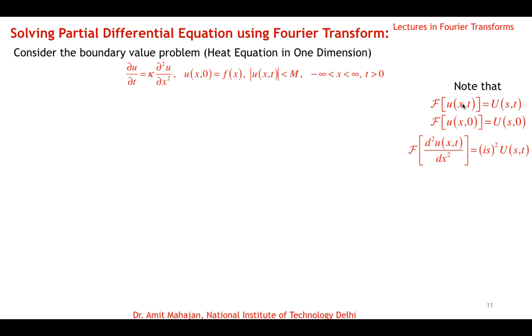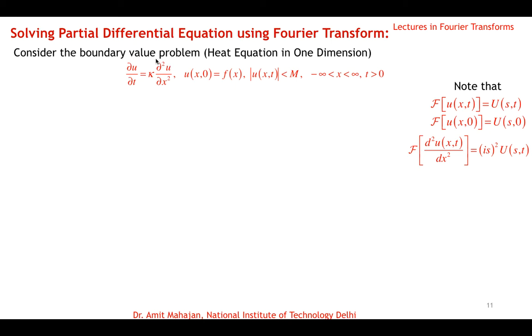By saying this, we mean that we are taking the Fourier transform of this function with respect to x. The variable x is transformed to variable s, and t remains t. So the Fourier transform I am defining here is a transform with respect to the variable x. And immediately, when t is 0, you can see that the Fourier transform of u(x,0) will be U(s,0). So that's the condition given, u(x,0), and the Fourier transform of this condition is U(s,0).